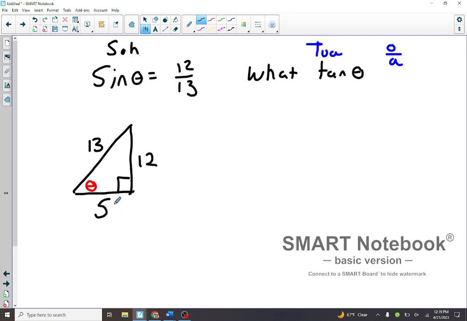If you don't know the Pythagorean triple, you have your calculator. You could do 13 squared minus 12 squared, or the other way around. Either way, you found out it's opposite over adjacent. So tan of theta must be opposite 12 over adjacent 5.